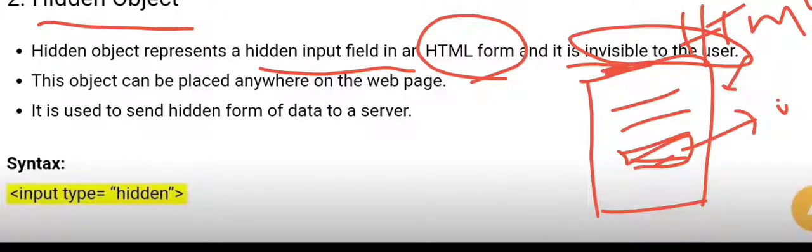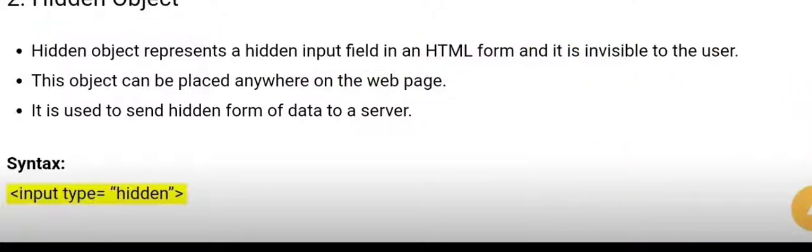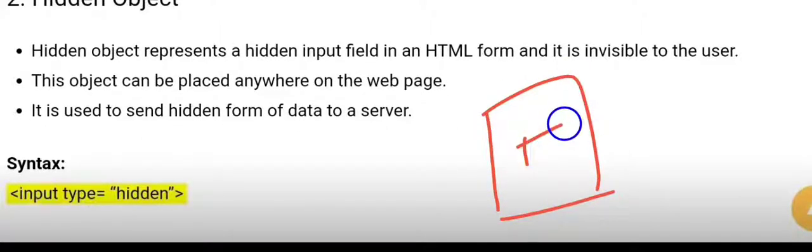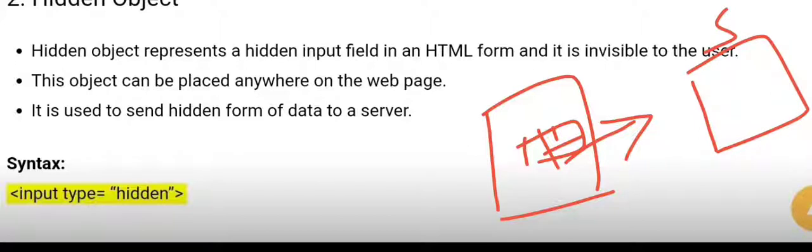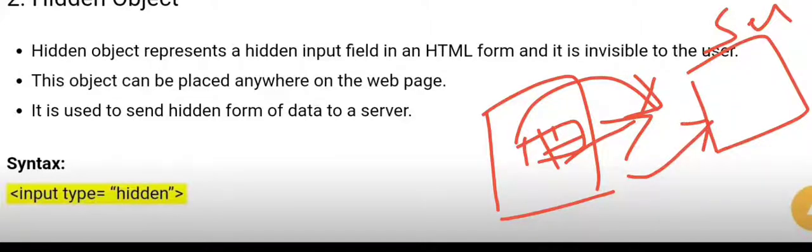This object can be placed anywhere in the form, anywhere in the web page. It is also used to send whatever hidden data is present in the form. This is my hidden data, and the same data will be sent to the server, and the server will store the same data. So it means the server will not know that it is hidden data, even though it is a server, right?